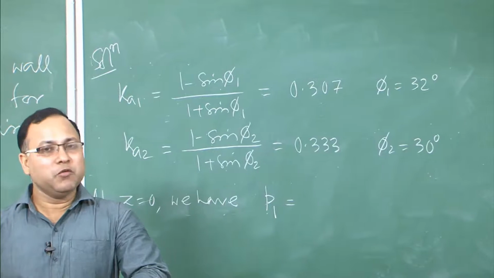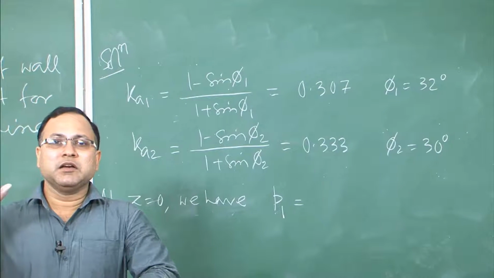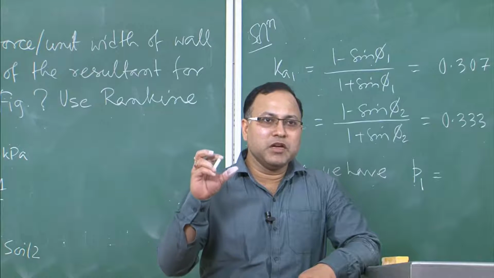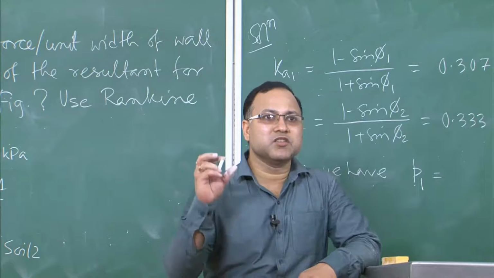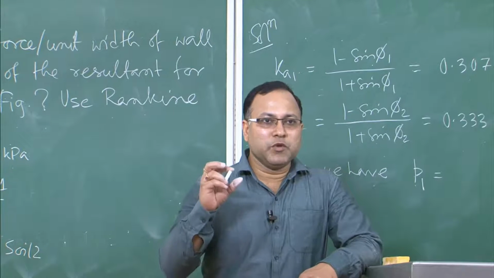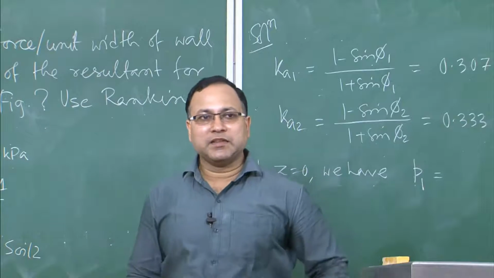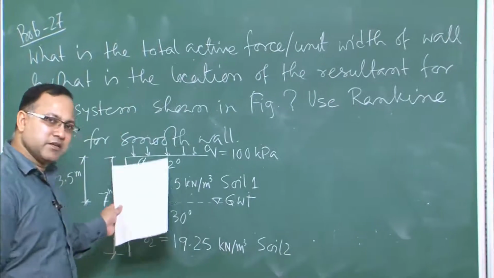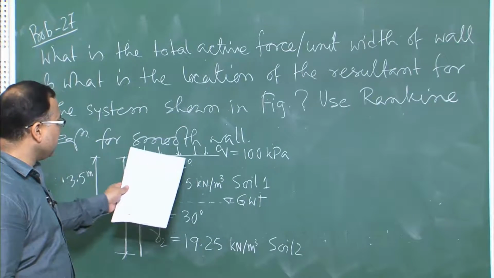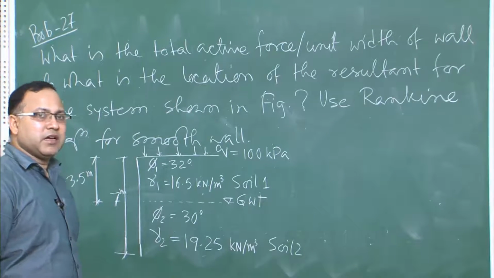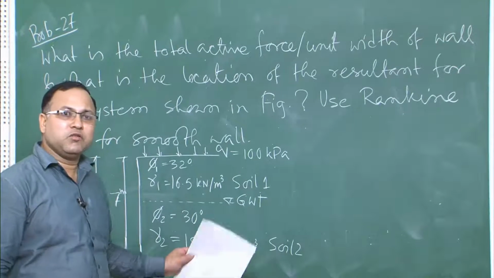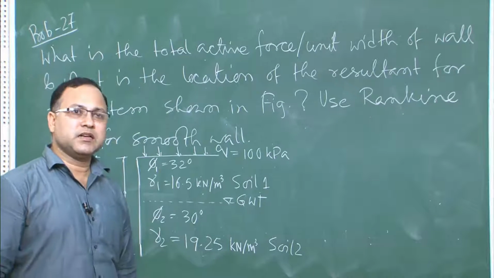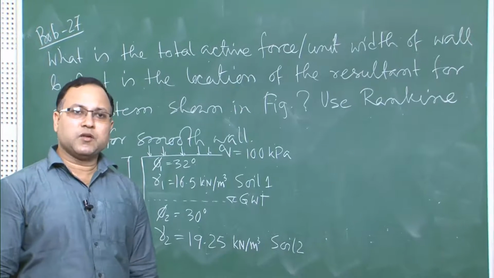Any guess? So, P1 will be completely contributed due to the surcharge of the soil. Because at z equal to 0, your active pressure from the soil is not coming into the picture, right. At the top of the wall you do not have any kind of active pressure, because it is purely cohesionless soil, it is not the cohesive soil. So, you will not be getting any pressure exerted by the backfill soil at the top of the wall.